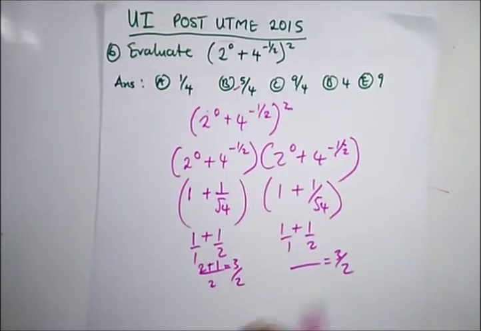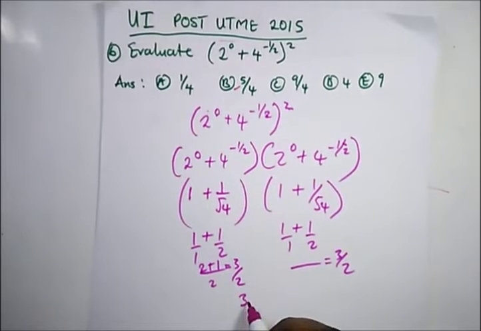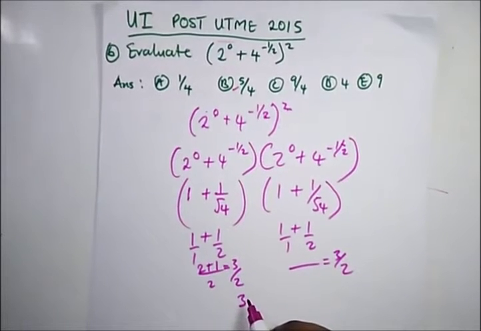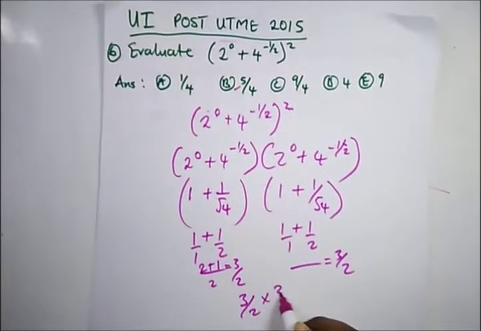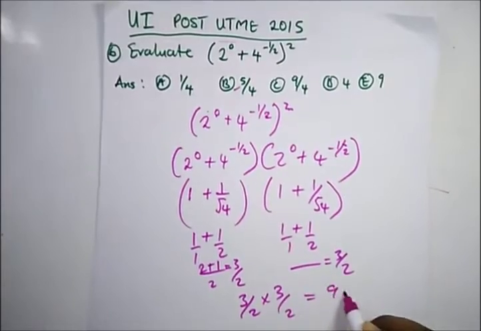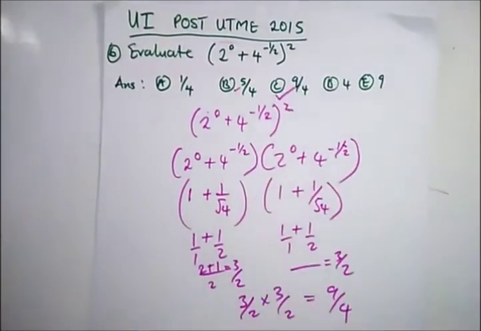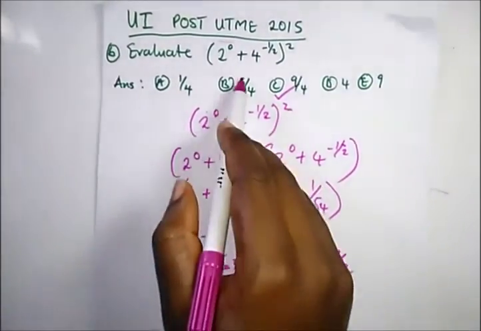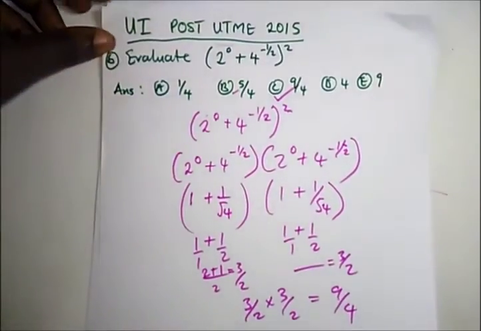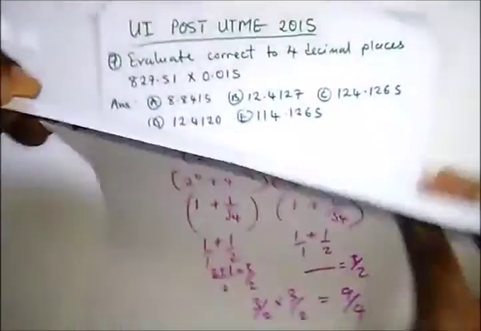All we need to do now is multiply. When we multiply 3 over 2 times 3 over 2, we have 9 over 4. And this is our right option. When you do it this way, you would get this answer. So please don't make that mistake.